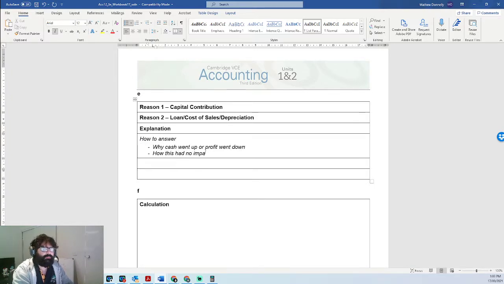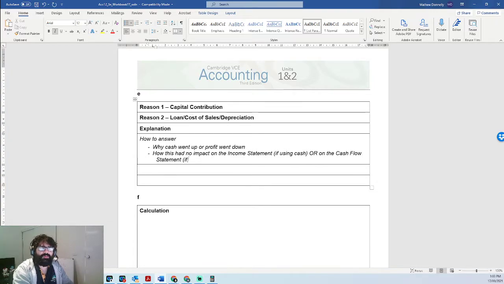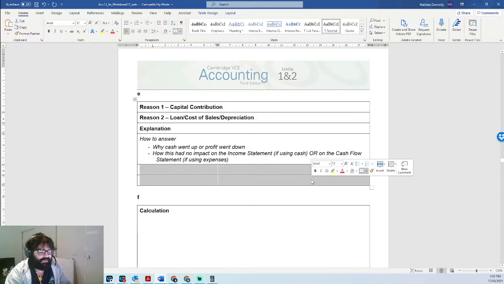How to answer, you want to say why cash went up or profit went down, and then how this had no impact on the income statement if using cash, or on the cash flow statement if using expenses. So if you pick expenses, you got to go, okay, this is why the profit went down because it's an expense, but it doesn't impact cash. That's essentially how you're explaining that.